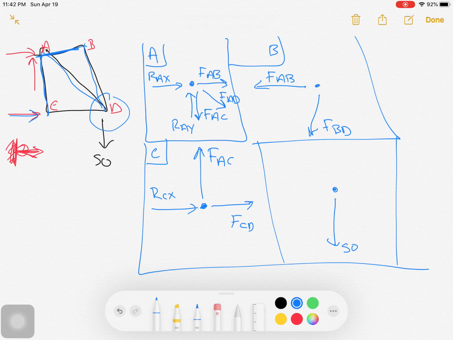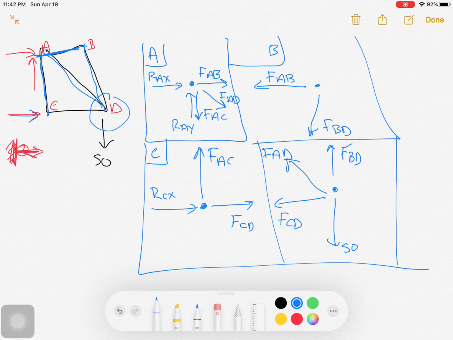Now D has a few more things going on. So I've got 50 pounds going down. I had force BD going up. Force AD going to the left. And force CD going to the left. AD up and to the left, force CD straight to the left.